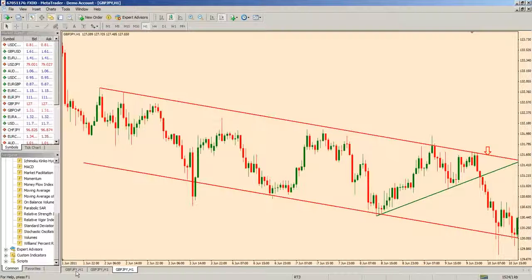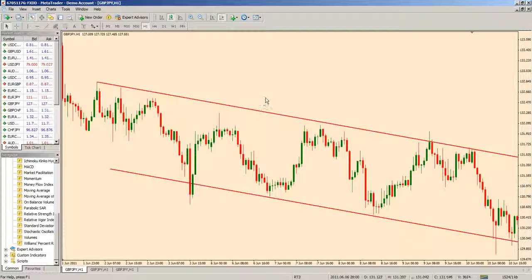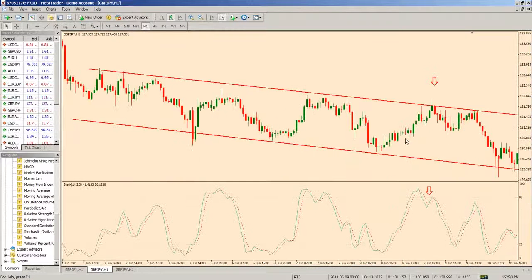Okay, this is a good one. This is the Pound Yen hourly chart. First of all, you've got good resistance in a down trend channel. Good resistance there. What do you do then? You look for some type of warning.